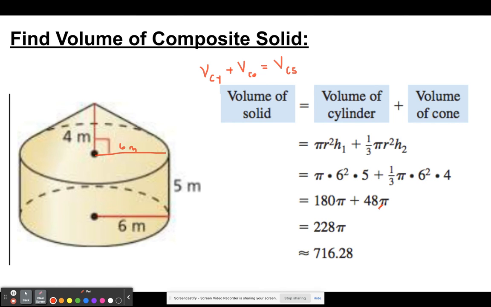Then you can go ahead and add up those two values. 180 plus 48 is going to give us 228 pi. Approximately, that would give you 716.28 meters cubed. Again, because we're talking about volume, we want to make sure that we are cubing our measurements. And that is it for today's notes.